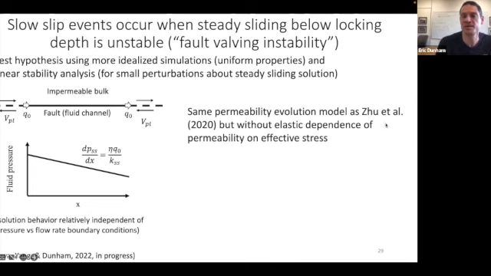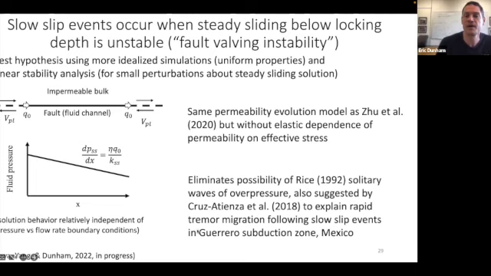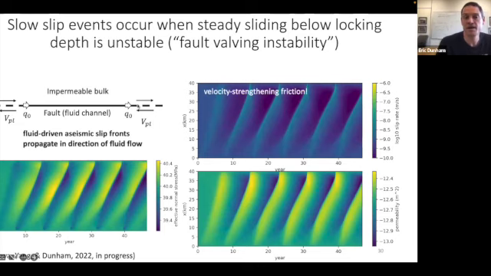But then we use that same permeability evolution model. In this model, we've disabled that dependence of permeability on effective stress, so that disables the possibility of what we see being these Rice et al. solitary waves of overpressure. And this setup can give rise to those same periodic, or in some cases not periodic, slow slip events, fluid-driven aseismic slip. It shows that steady sliding is unstable, and this example shows you that it can even happen with velocity weakening friction. So this is slip velocity here.